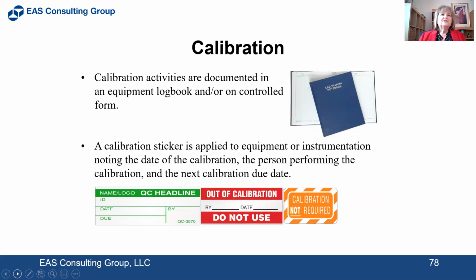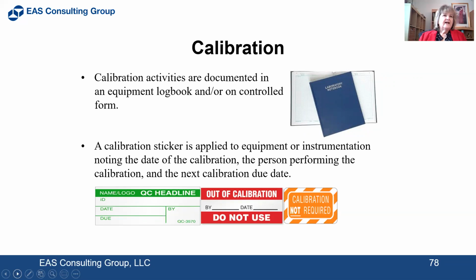Once you have a calibration in place, you're going to document that in your equipment logbook or else on a controlled form. You're going to put a calibration sticker on there. A lot of people like to use colored stickers that you can see from a distance. Green is go, it's good to go. Red is stop, you can't use it. And then yellow and orange are also used.